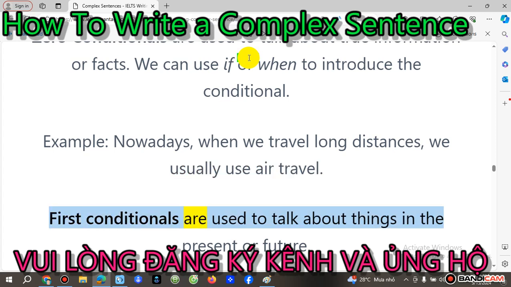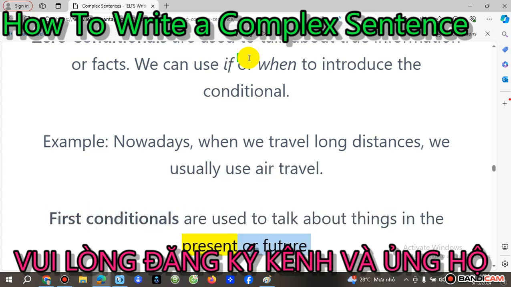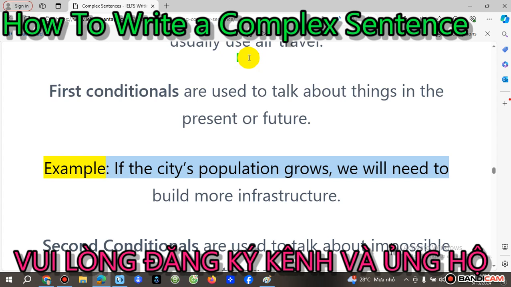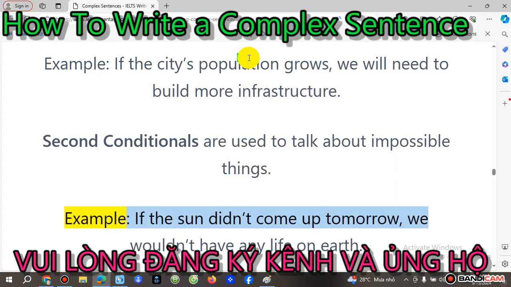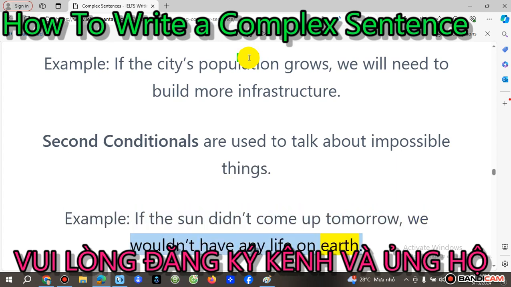First conditionals are used to talk about things in the present or future. Example, if the city's population grows, we will need to build more infrastructure. Second conditionals are used to talk about impossible things. Example, if the sun didn't come up tomorrow, we wouldn't have any life on Earth.